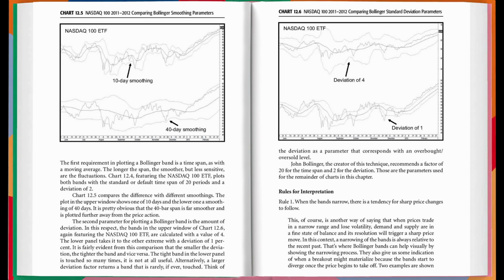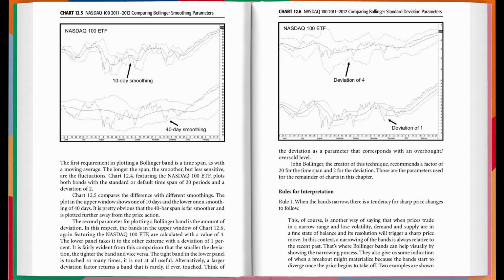The tight band in the lower panel is touched so many times, it is not at all useful. Alternatively, a larger deviation factor returns a band that is rarely, if ever, touched. Think of the deviation as a parameter that corresponds with an overbought/oversold level. John Bollinger, the creator of this technique, recommends a factor of 20 for the time span and 2 for the deviation. Those are the parameters used for the remainder of charts in this chapter.